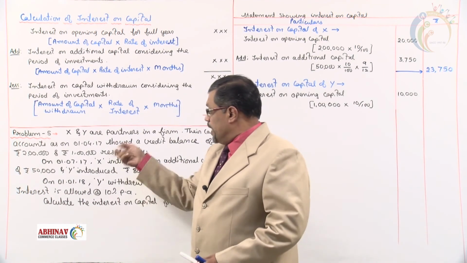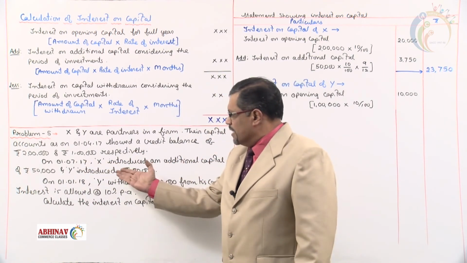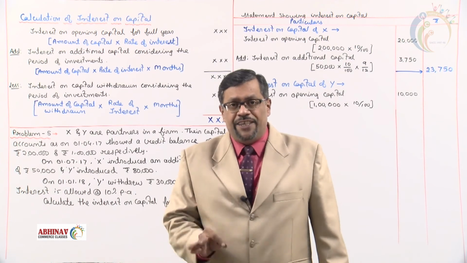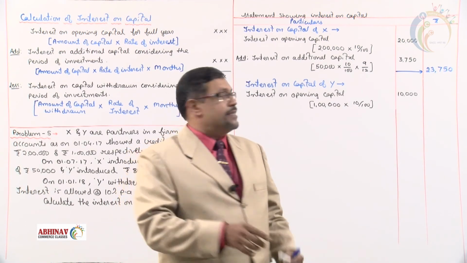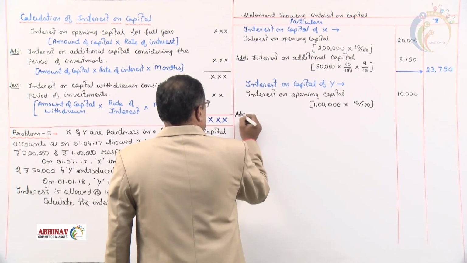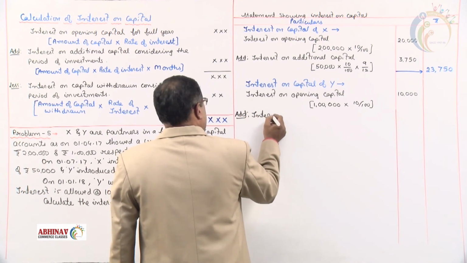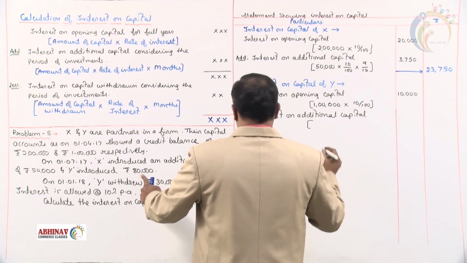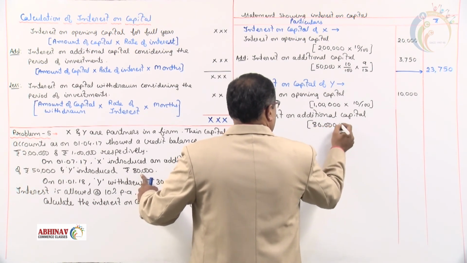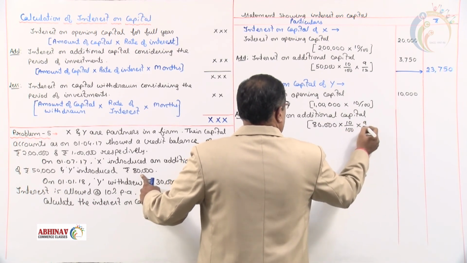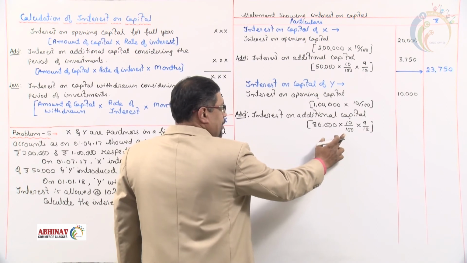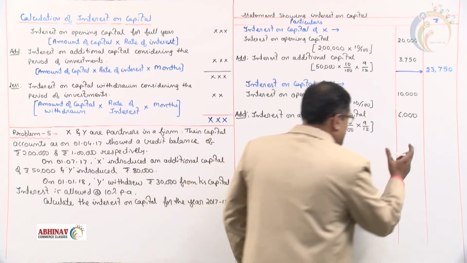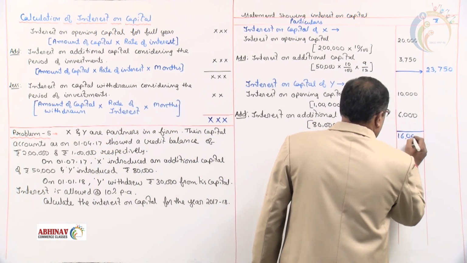Now, Y has introduced rupees 80,000. A separate date is not given. That means Y has introduced it on 1st July only. So we have to calculate additional capital interest again for 9 months. We'll add interest on additional capital. The amount of additional capital introduced by Y, 80,000 into 10 upon 100, but for 9 months. So what amount we get is 6,000 rupees. So 10 and 6, the total interest he should get is 16,000.